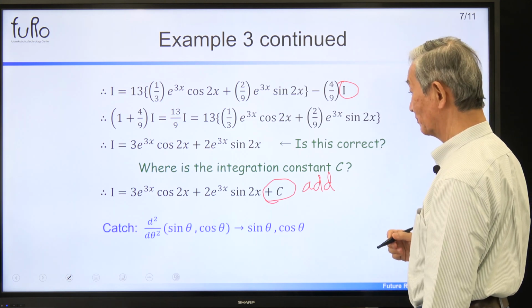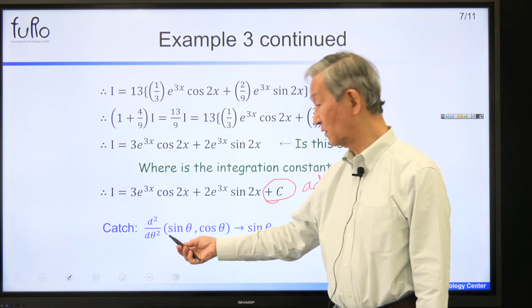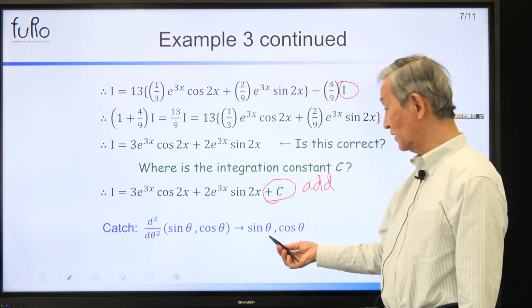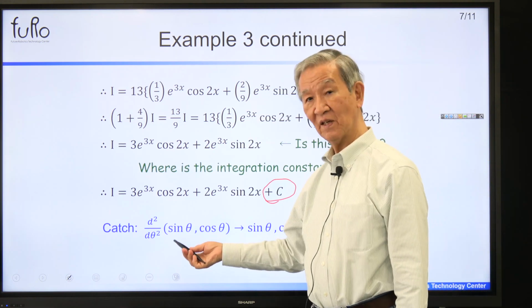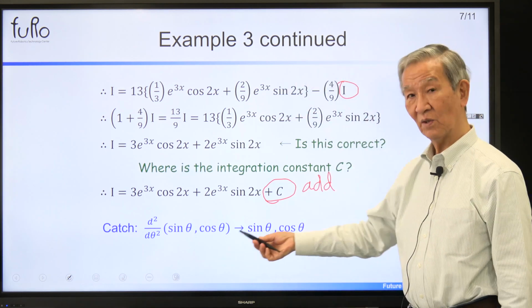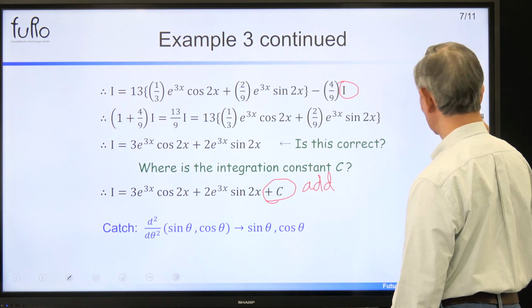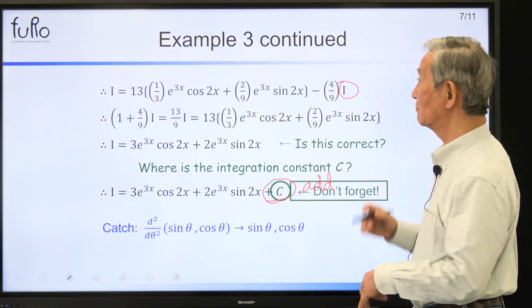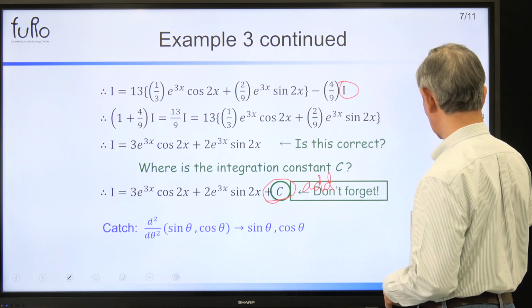All right. So the catch here was that if you differentiate twice, then you get the original sines and cosines. So whenever you have trig functions, sines and cosines, then you can always use this trick. Okay? Any questions? No? Okay. Don't forget C. Okay, that's fine.